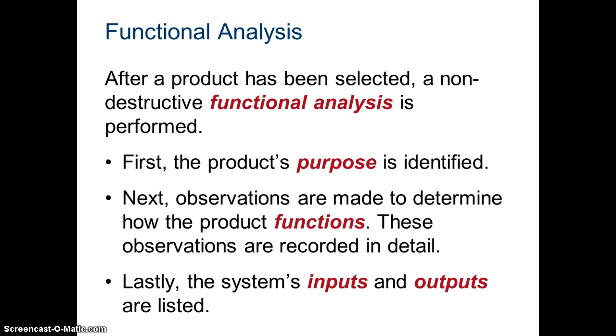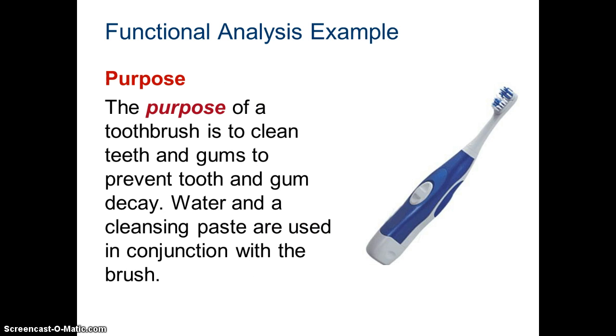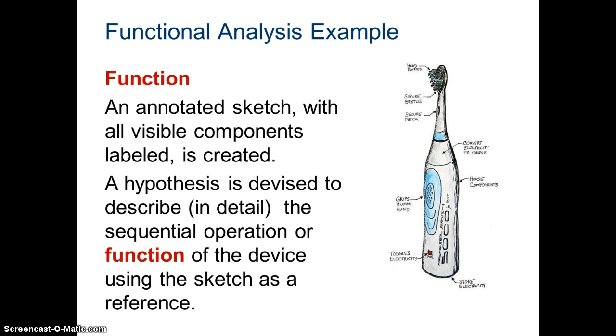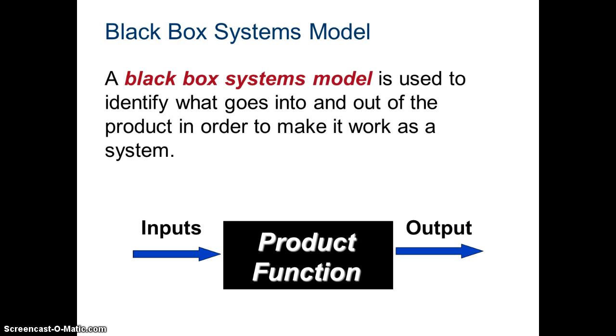We will go over each of these through various activities in depth, so that it gets covered more accurately and more thoroughly. So here's an example from an electric toothbrush. The purpose of a toothbrush is to clean teeth and gums to prevent tooth and gum decay. Water and cleansing paste are used in conjunction with the brush. Now you guys can see there's a nice annotated sketch on the side. You guys will do the same, only with your product. Okay, so complete with this annotated sketch is labeled, and then a hypothesis to describe in detail the sequential operation or function of the device using the sketch as a reference.